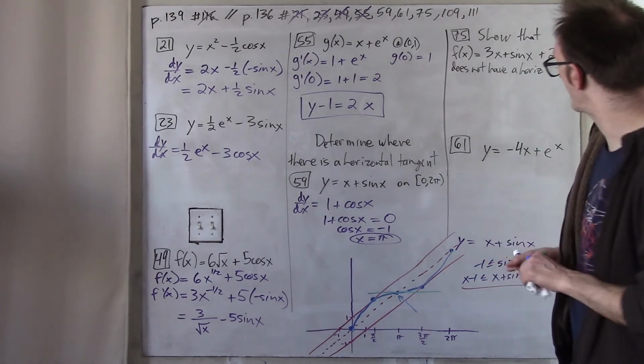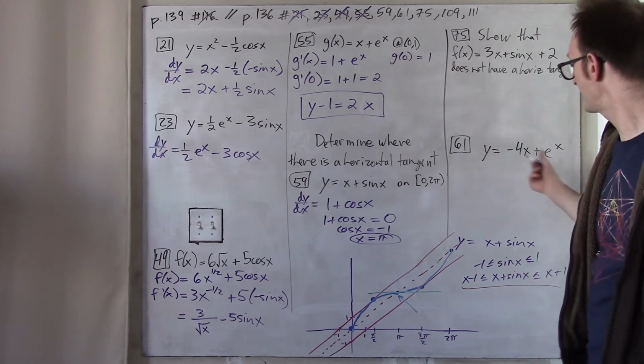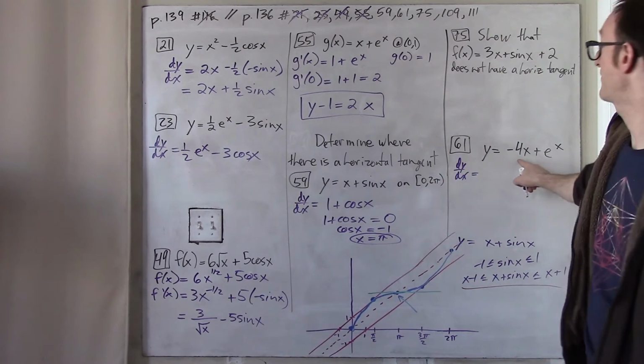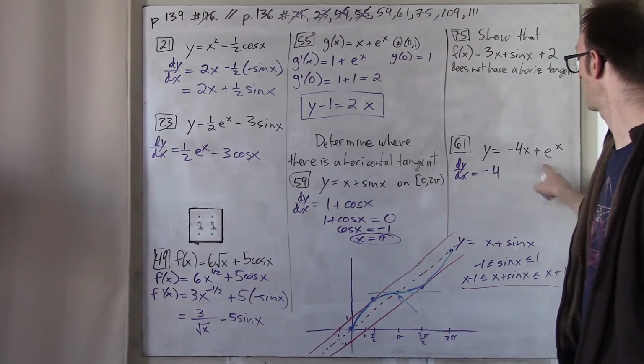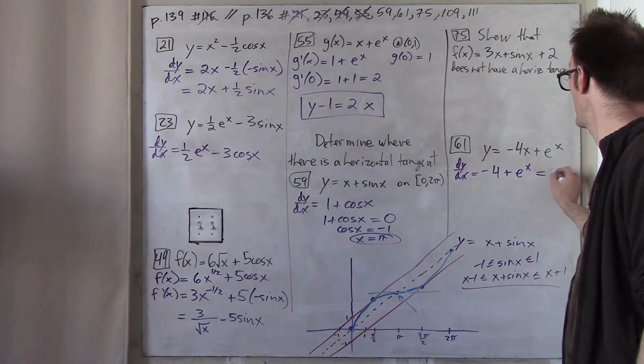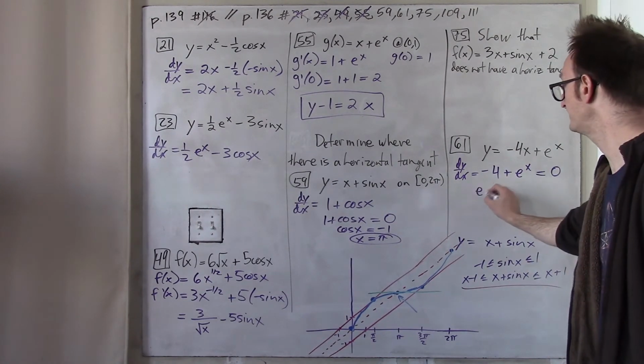Same question, but now for negative 4x plus e to the x. Well, alright, once again, I can take the derivative. What is the derivative of negative 4x? It's just negative 4. What's the derivative of e to the x? It's just e to the x. When, if ever, is that 0? Well, I just set this equal to 0 and solve.